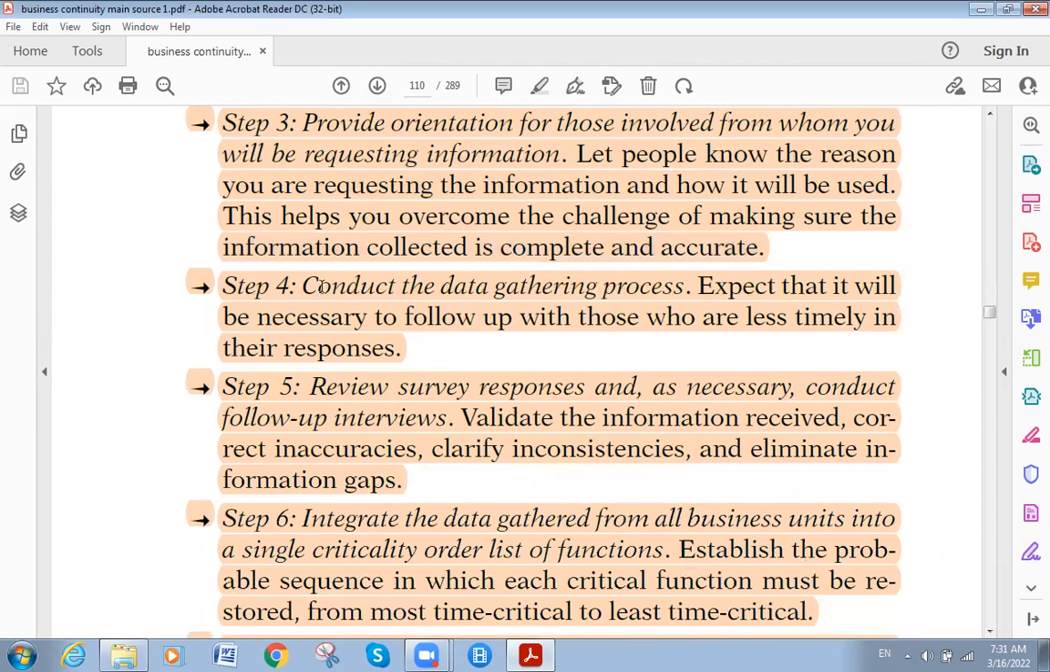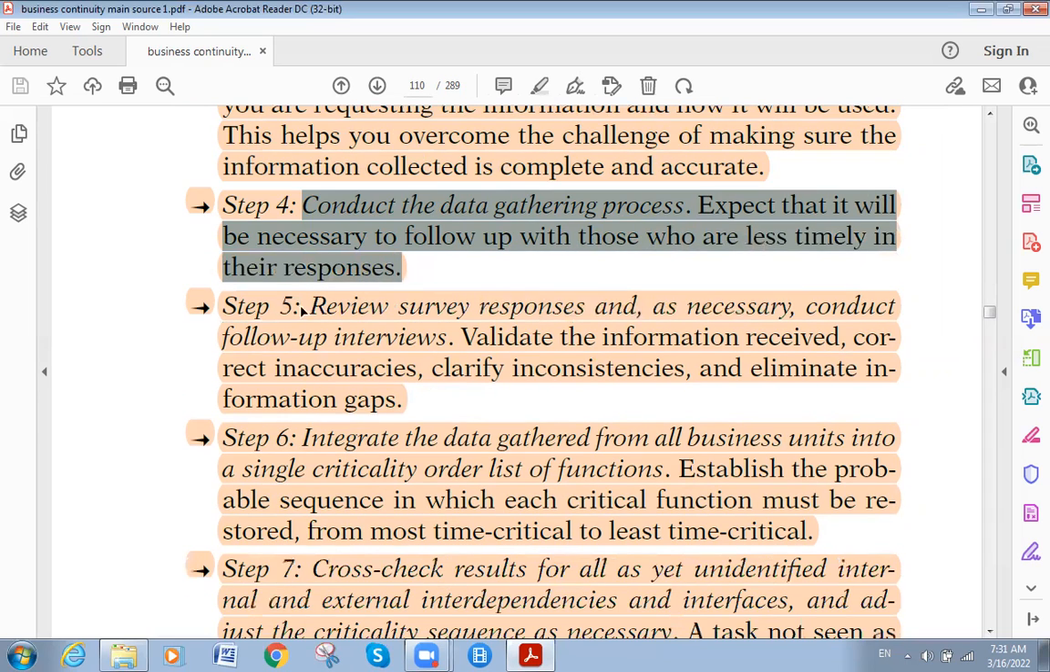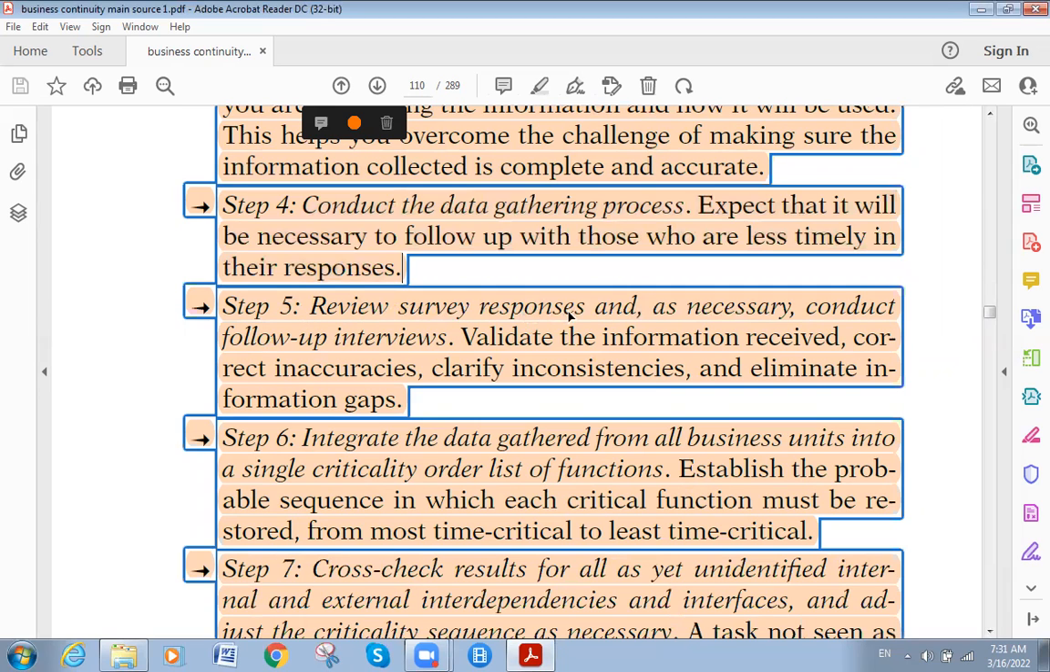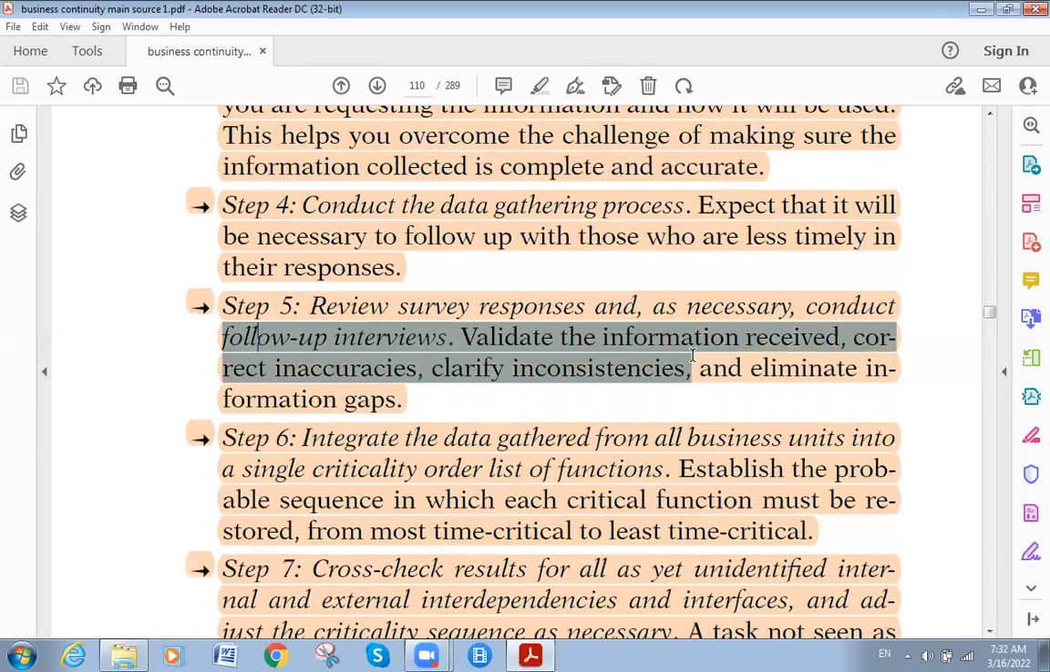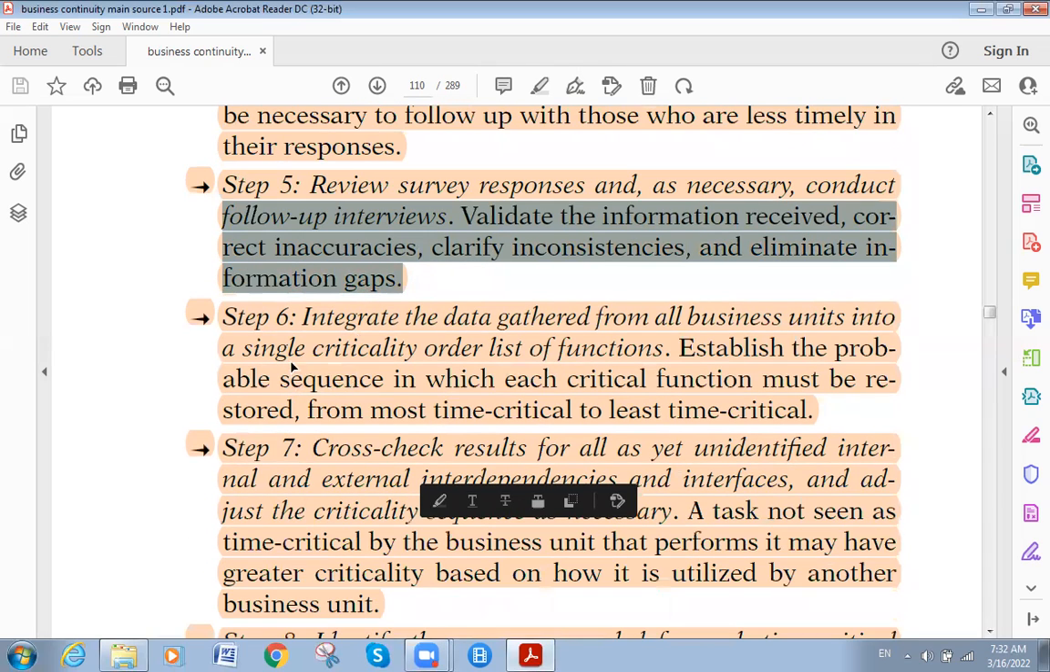Step 4, conduct the data gathering process. Expect that it will be necessary to follow up with those who are less timely in their response. Fifth step, review survey responses and, as necessary, conduct follow-up interviews, validate the information received, correct inaccuracies, clarify inconsistencies, and eliminate information gaps.